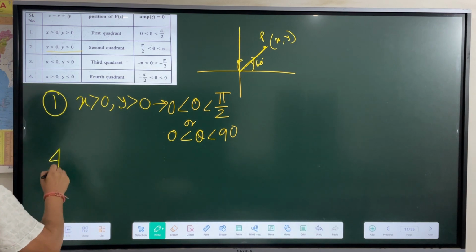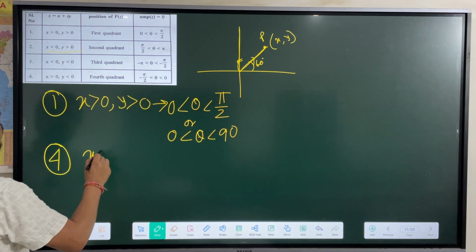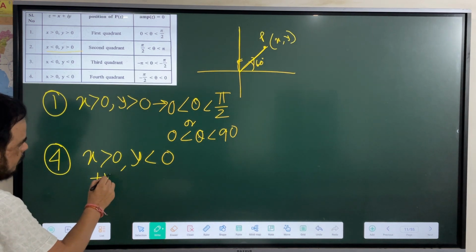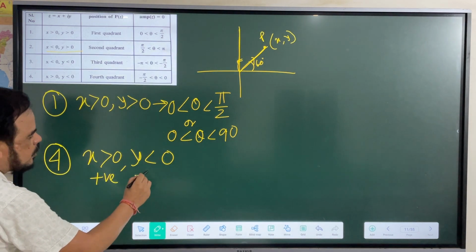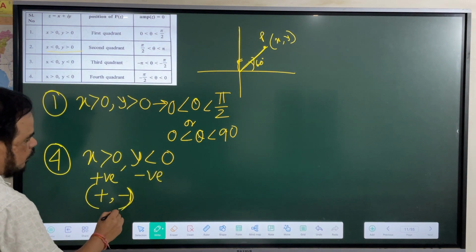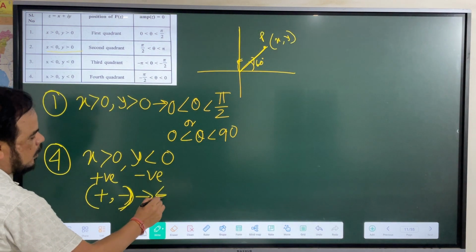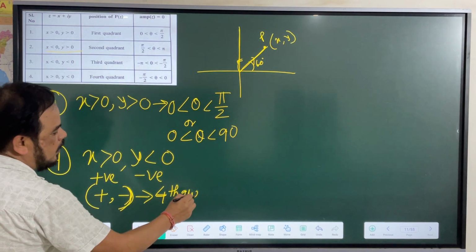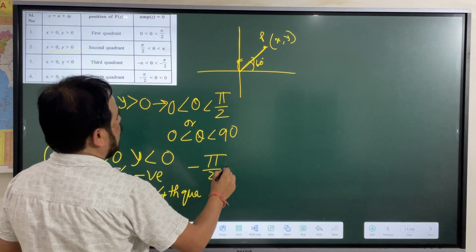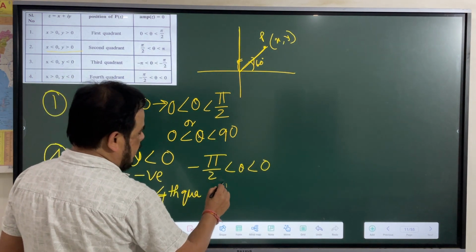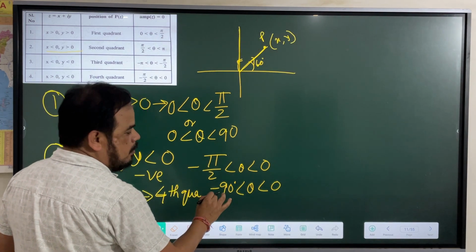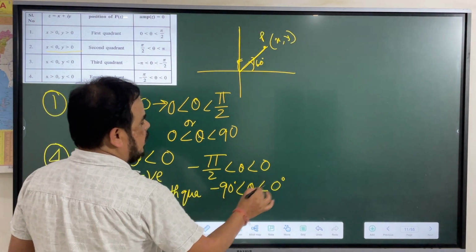Let us see number 4. Number 4, x is greater than 0, y is less than 0. X is greater than 0 means positive, y is less than 0 means negative. When we get plus minus, it will be in the fourth quadrant. Minus pi by 2, that means minus 90 degree. Theta will be greater than minus 90 and less than 0 degree.